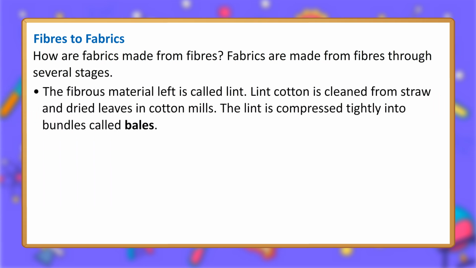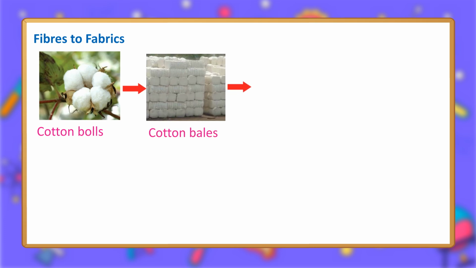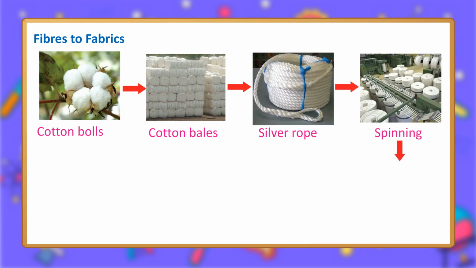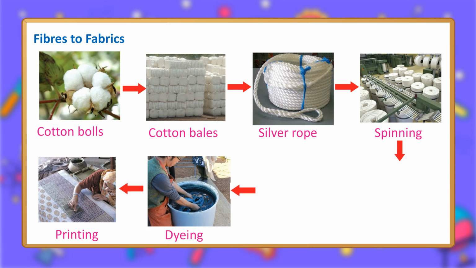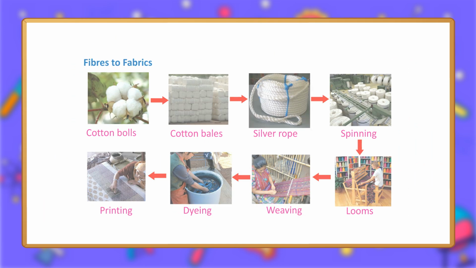The fibrous material left is called lint. Lint cotton is cleaned from straw and dried leaves in cotton mills. The lint is compressed tightly into bundles called bales. Cotton bolls. Cotton bales. Sliver rope. Spinning. Printing. Dyeing. Weaving. Loom.